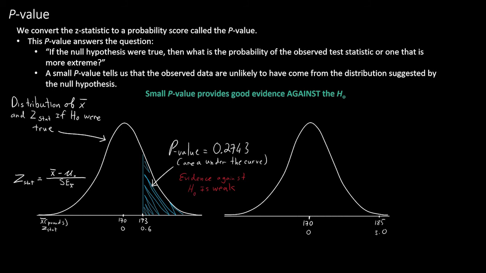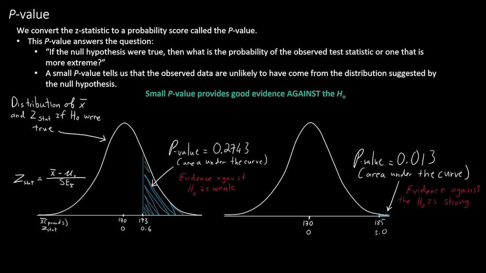Now let's look at an example where the sample mean value is 185. From our normal distribution table, we get a p-value of 0.013, which is a very small p-value, right? It says that a result this extreme will only occur 1.3% of the time. But when it does occur, it will provide us strong evidence against the null hypothesis.